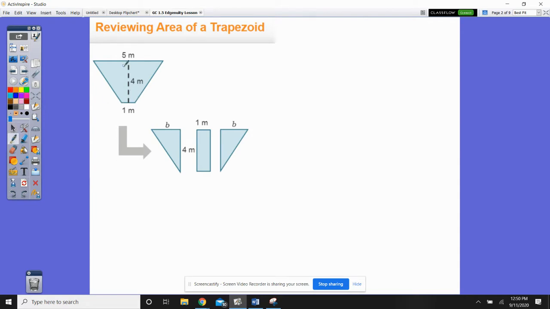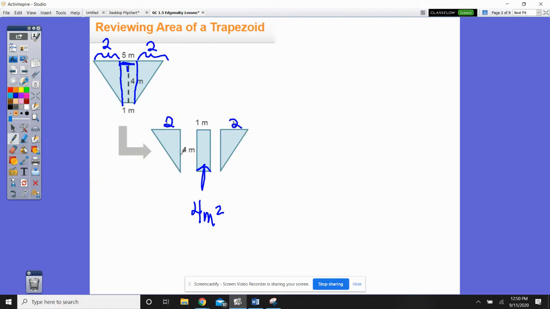But what we did is we cut it up. We cut it up into a rectangle and two triangles that were the same. So this was 1 by 4. So this rectangle was 4 meters squared. And since this piece is 1, this piece is 1, and that leaves us with 4 more for each of these pieces to share. So this would get a 2, and this would get a 2, and that's what the base is. The bases are 2.